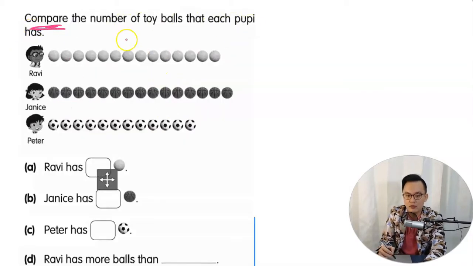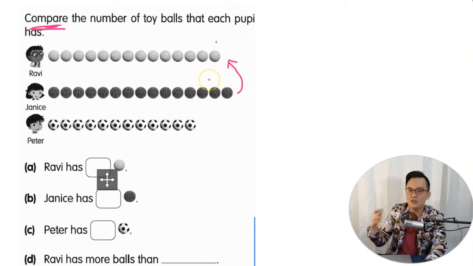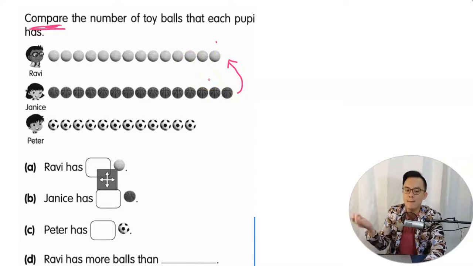Next, compare the number of toy balls. You need to understand that if I draw a line over here, this one is more than this, this one is 2 fewer than that, and this is 2 more than this. So you need to test drill your child. If you want to compare what Janice has than Ravi, your child has to say Janice has more than Ravi.